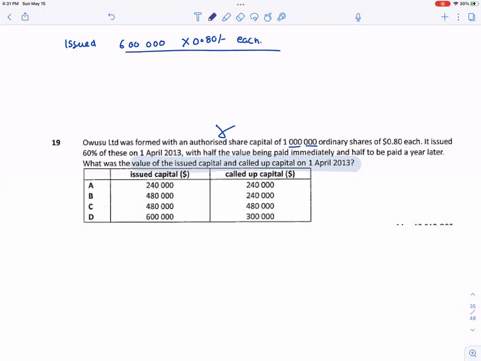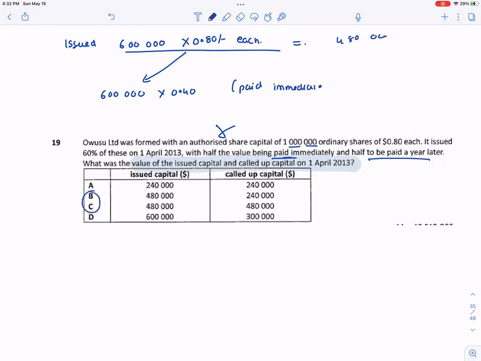600,000 shares of 0.80 each. It issued 60% of this. Half of the amount was paid immediately. So what is half of the amount? 600,000 into 0.40. This is paid immediately, and half is to be paid a year later. So what is issued capital? 600,000 into 0.8. So issued capital is 480,000.